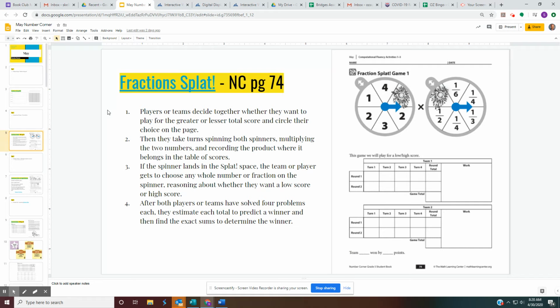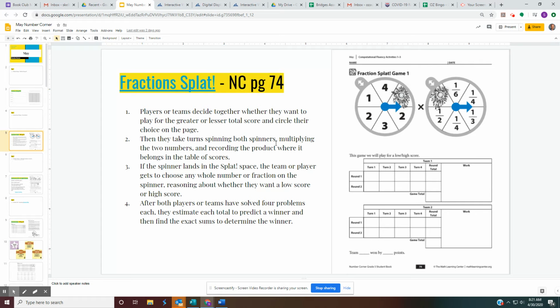So the rules go like this. Players or teams decide whether they want to play for the greatest or lesser score by circling their choice on their page. Right down here it says this game will be played for a low or high score. So you'll just need to decide, by the time the game ends and we have our 4 turns, what is the overall goal? Is it to have the higher score or the lower score? You'll need to decide that before you begin the spinner.